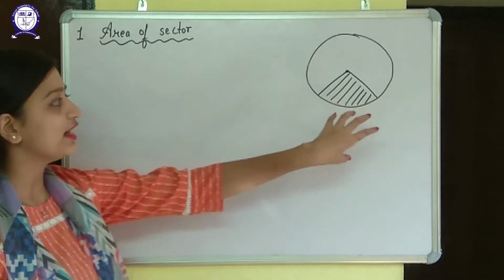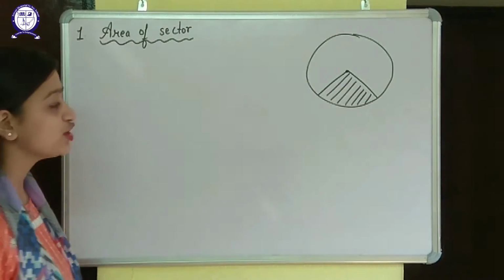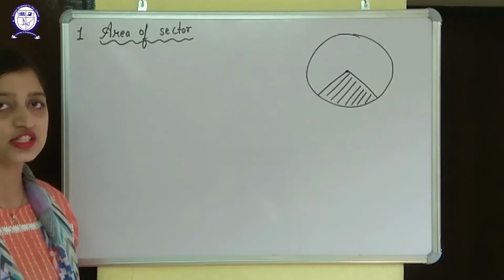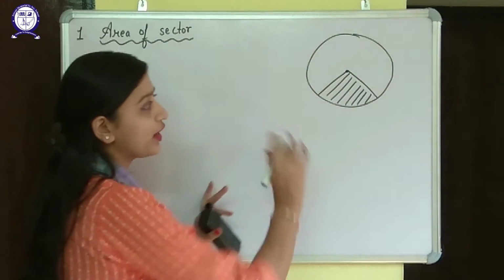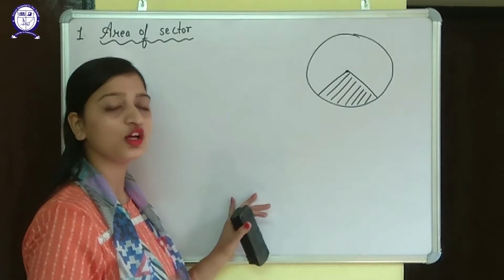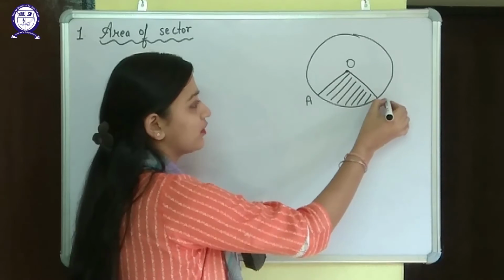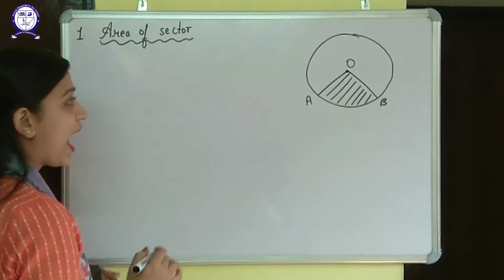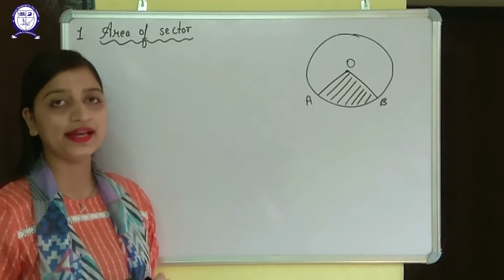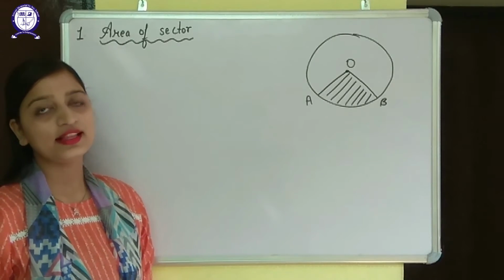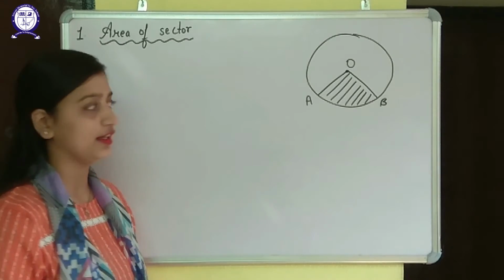Now how to find the area of this portion? First of all, what is the area of this complete portion? If I look at the complete circle, what is the area of this complete circle? That is pi r square. And what is the angle made by the circle? That is 360 degree, right?